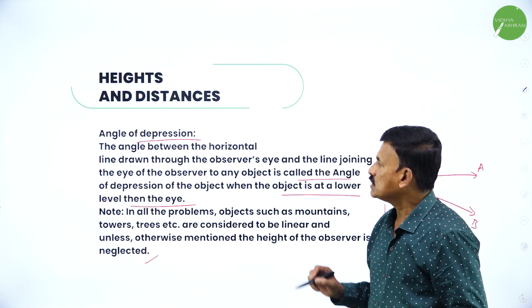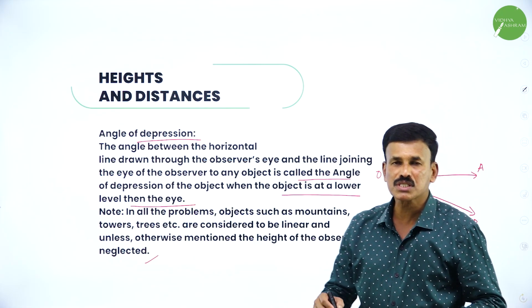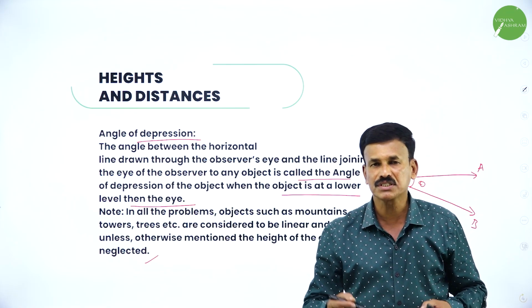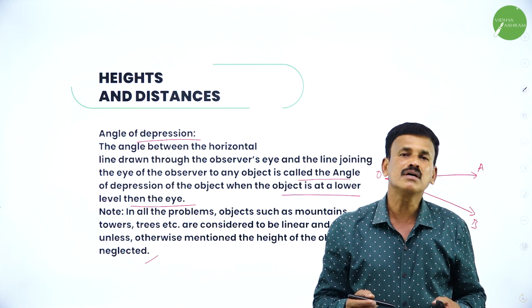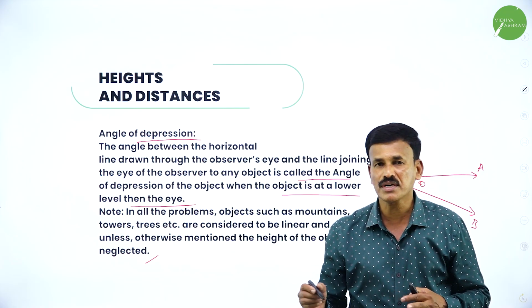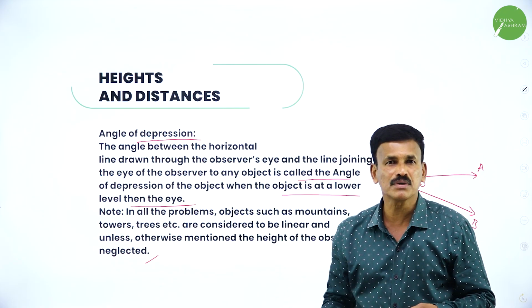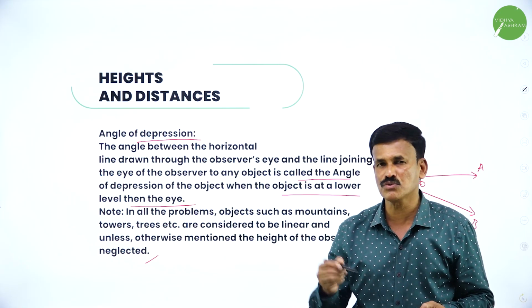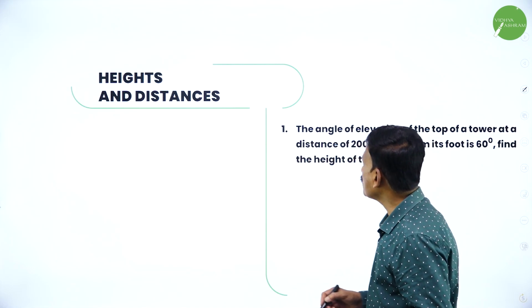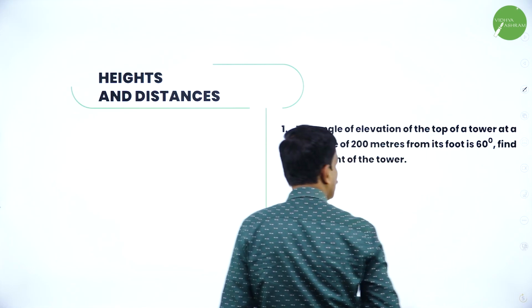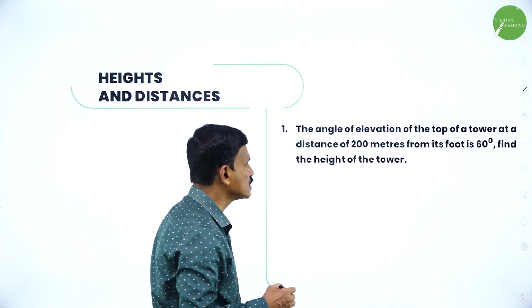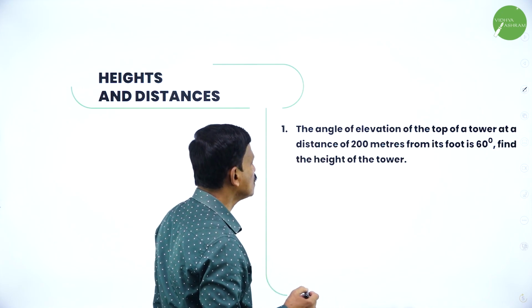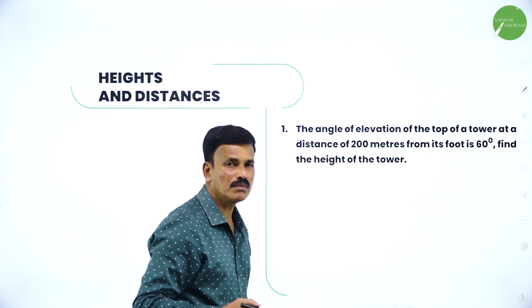Okay. So using this concept, we are going to solve problems to find the height of a building or a tower or a lamppost, or the distance between any 2 points or any 2 objects depending upon the given problem and the given situation. Now let us move on to the first problem. What is the first problem? The angle of elevation of the top of a tower at a distance of 20 meters from its foot is 60 degrees. Find the height of the tower. Very simple problem this is.